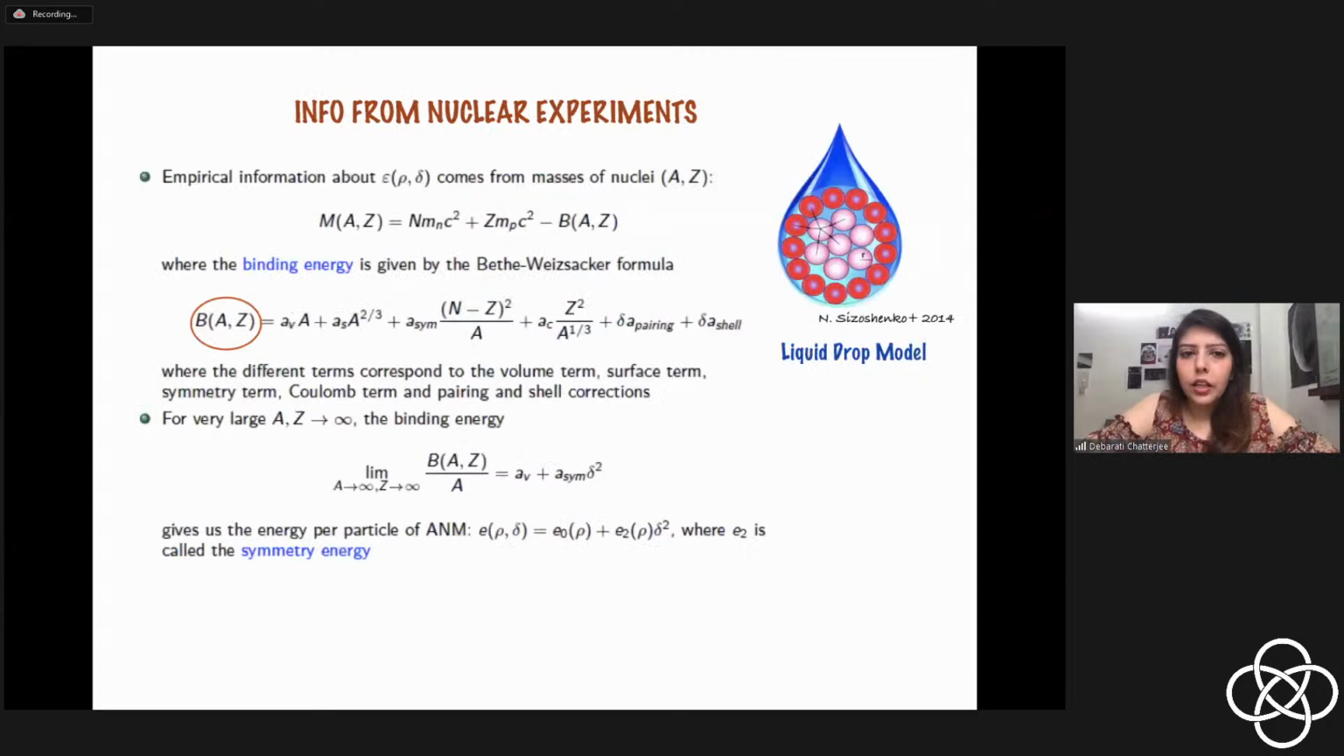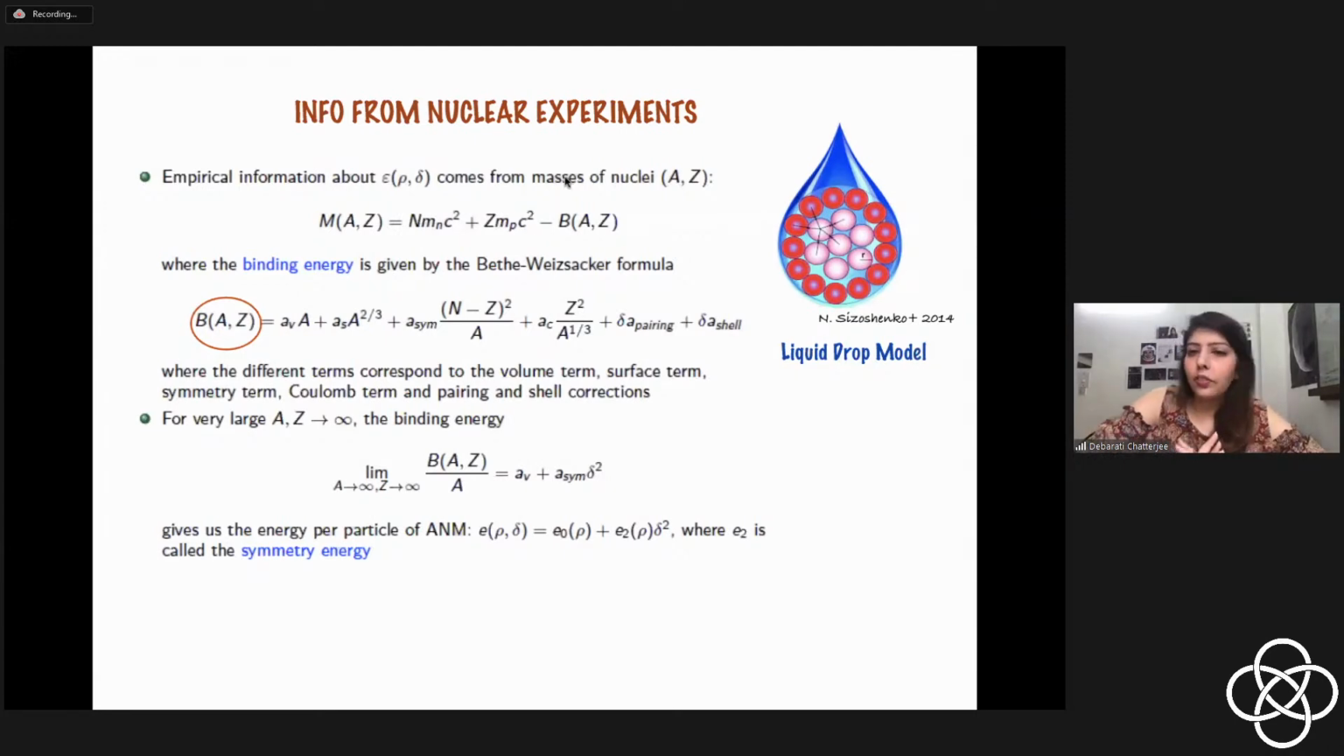So what information do we get from nuclear experiments that can help us to model neutron stars? One piece of information comes to us in the form of binding energy of nuclei. So, for example, a nucleus with mass number A and charge number Z is not only composed of N neutrons and Z protons, but also there is this binding energy.